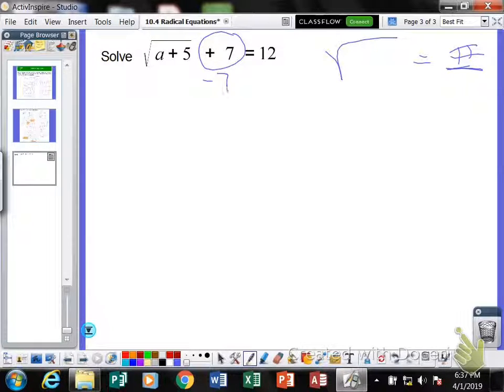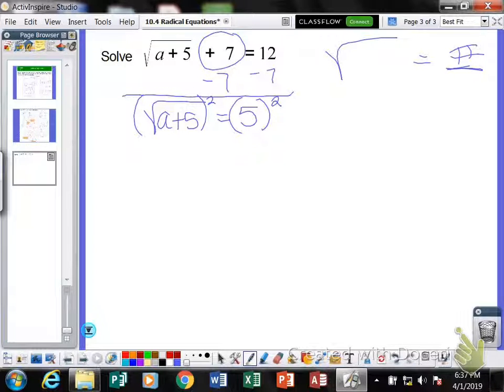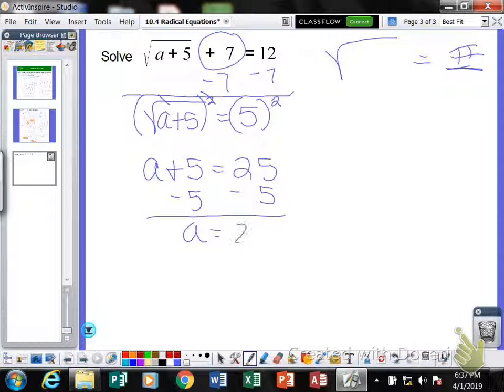We got to get rid of this 7 by subtracting. So the square root of a plus 5 is equal to 5. Now because I am left with nothing but the square root on this side, I can go ahead and square. So now the square root and the square cancel each other out. They undo each other. It's like the opposite operation. And I'm left with a plus 5 equals 25. Then I subtract 5, and I get a equals 20. So there is only one answer here for that one.